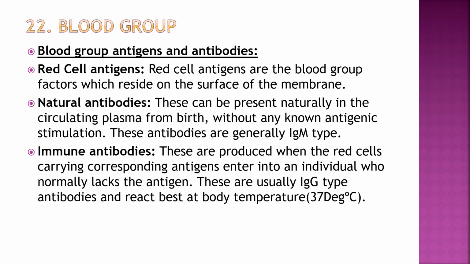So what is blood group? They are red cell antigens. The antigens present on red cells give the blood group characteristics. Opposite to that are the antibodies present in serum. They are called natural antibodies, and immune antibodies are produced if an antigen that is not present in the blood is introduced into the blood, then it produces antibodies. They are called immune antibodies.